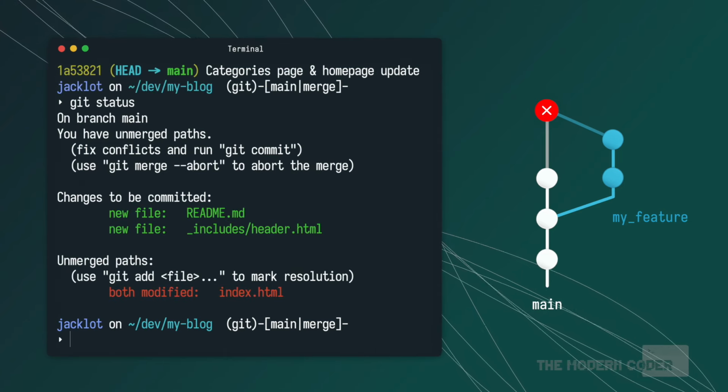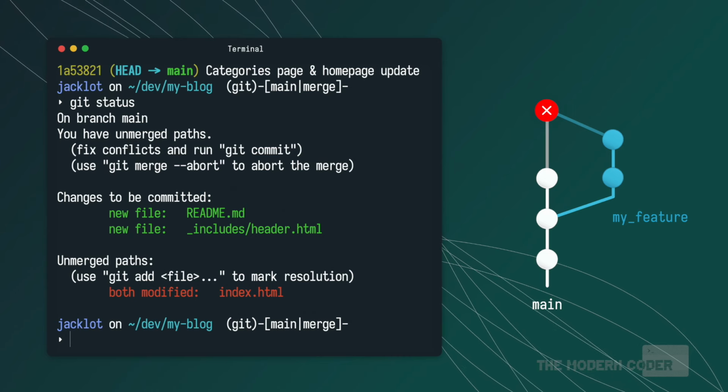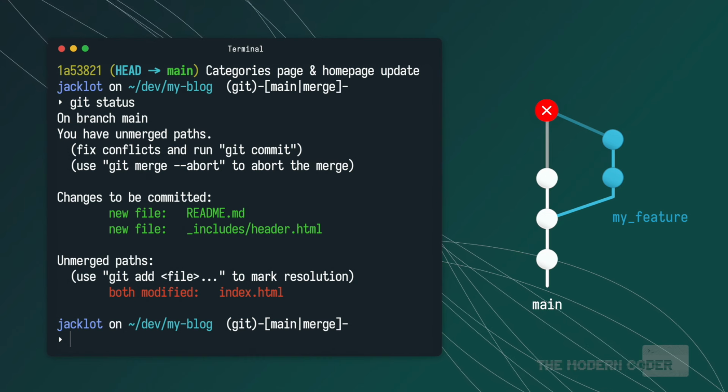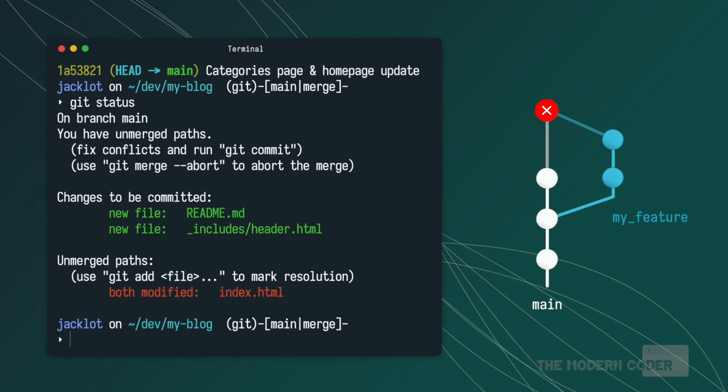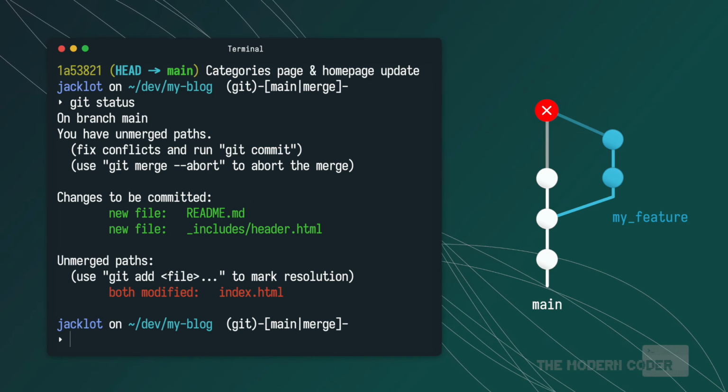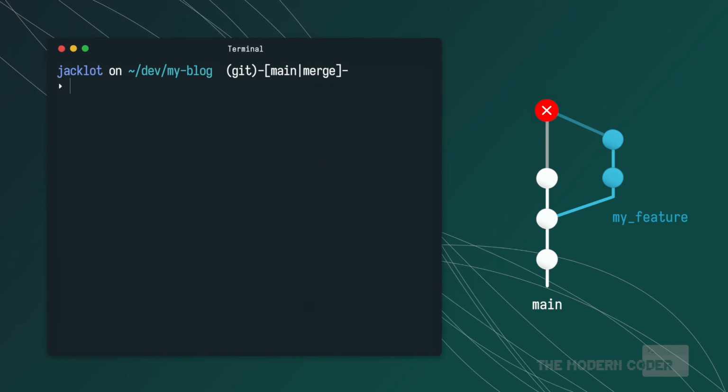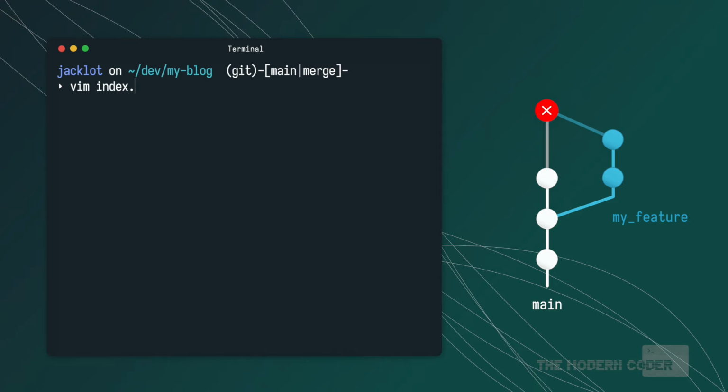So now that we know which files have conflicts, we can dig deeper and figure out what those conflicts actually are. Fortunately, Git has already done this work for you. To start, we need to open the conflicted file, either in a command line text editor like Vim or in your normal IDE like VS Code. For this example, I'm just going to use Vim, but later in this video, I'll show you a cool trick with VS Code too.